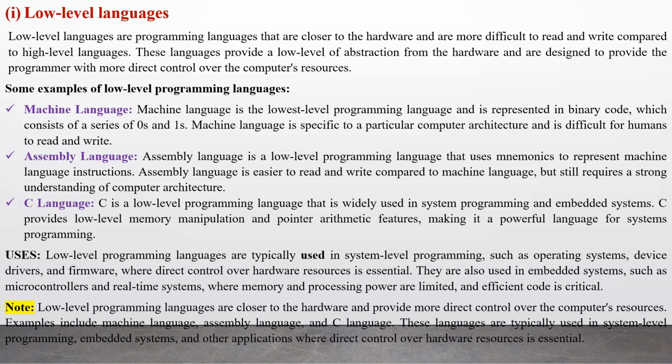Important point to note. Low-level programming languages are closer to the hardware and provide more direct control over the computer's resources. Examples include machine language, assembly language, and C language. These languages are typically used in system-level programming, embedded systems, and other applications where direct control over hardware resources is essential.